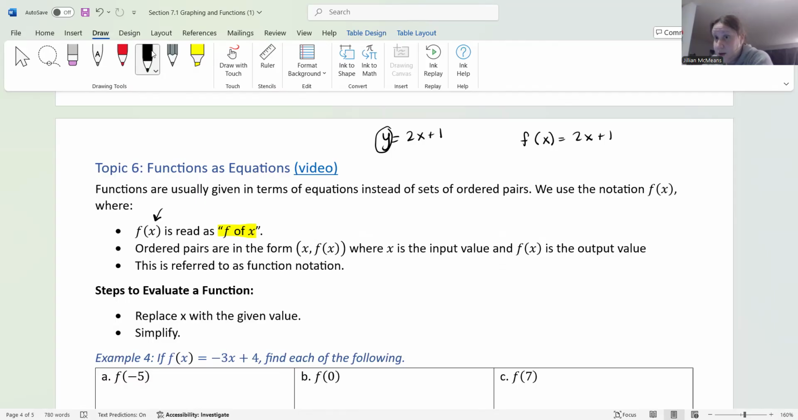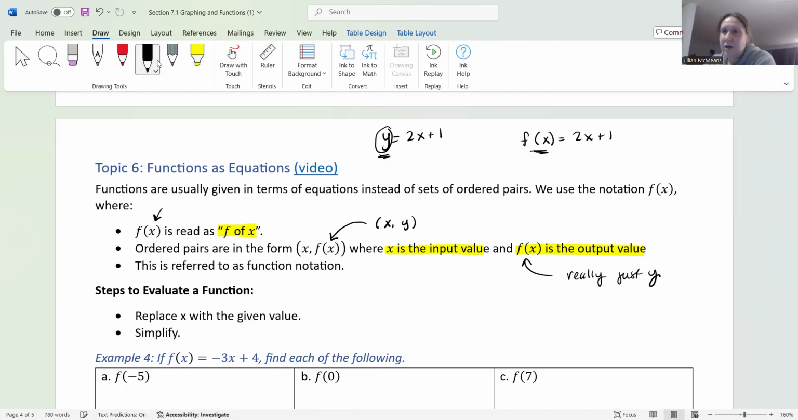Now, ordered pairs can be a little tricky when you see them typed out. This right here is the same thing as x, y. Just remember, we replaced y with f of x. So when you see people talk about functions, they'll sometimes represent the ordered pairs as x, comma, f of x. Remember, f of x is just y, okay? So x would be considered your input value, and then f of x is considered the output value. Remember, this is really just y.